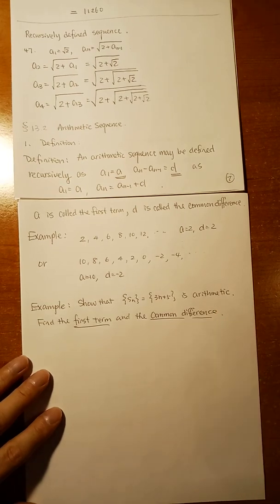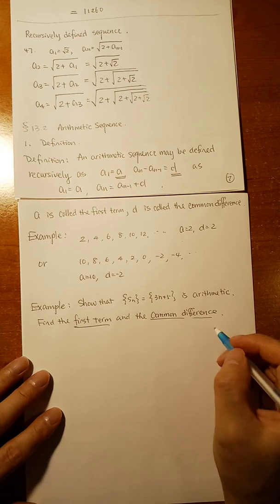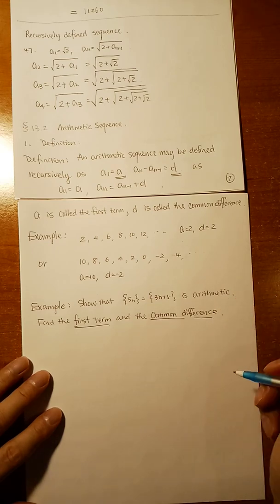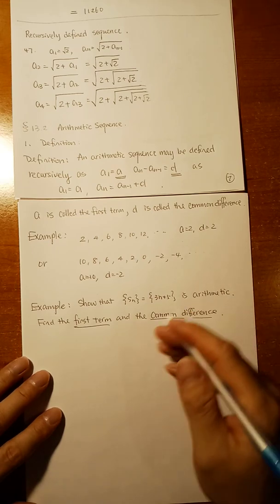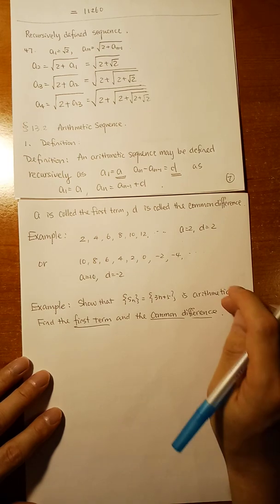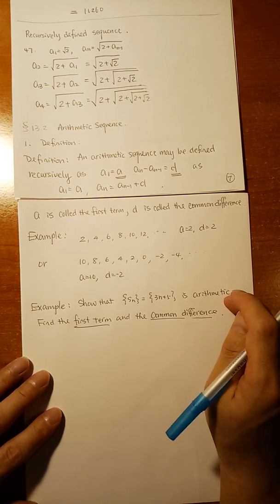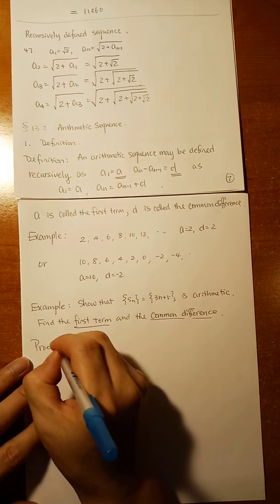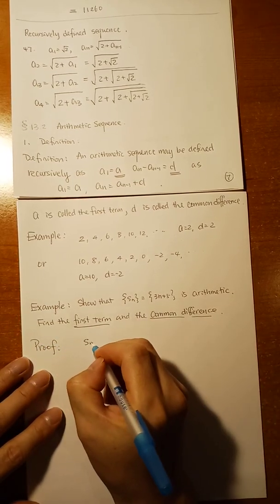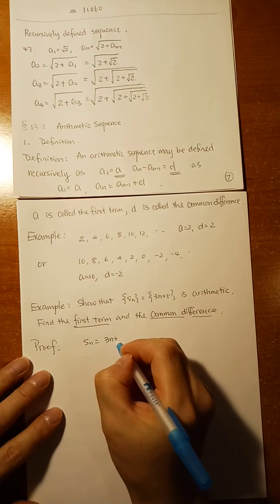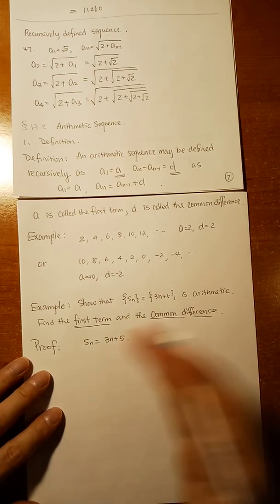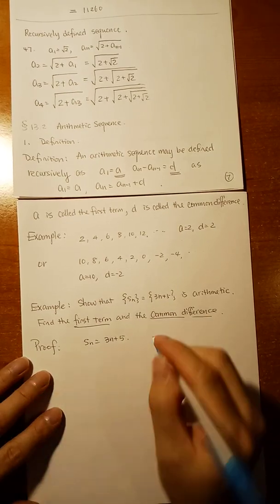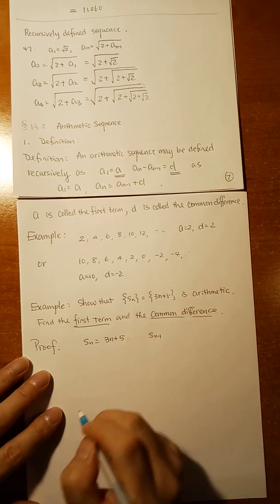First term is easy, just the first number. That's not a difficult thing. The common difference, if it is arithmetic, you have a common difference. If it's not arithmetic, there's no common difference. So first we have to show it is an arithmetic sequence. How do we know it is arithmetic? Sn is 3n plus 5. What is the preceding term? The preceding term is Sn minus 1.